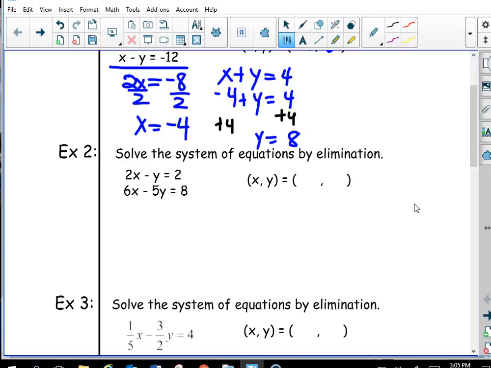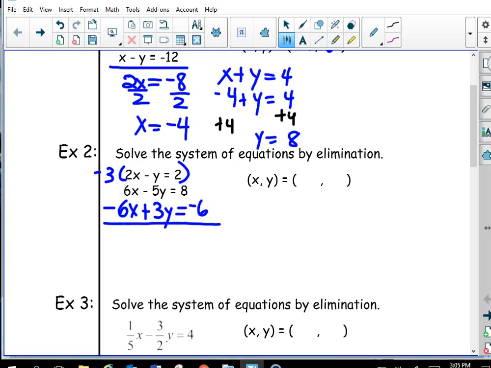I have a couple of choices here in order to eliminate either x or y. If I take the first equation and multiply it by a negative 3, I'll eliminate the x's. I'll get a negative 6x, and that'll cancel out with the positive 6x. I could also multiply by a negative 5. That would give me a positive 5y, but I'm going to go with a smaller number and just multiply by negative 3. So I get a negative 6x, negative 3 times negative y is positive 3y, and then I get a negative 6 on the other side of the equal sign.